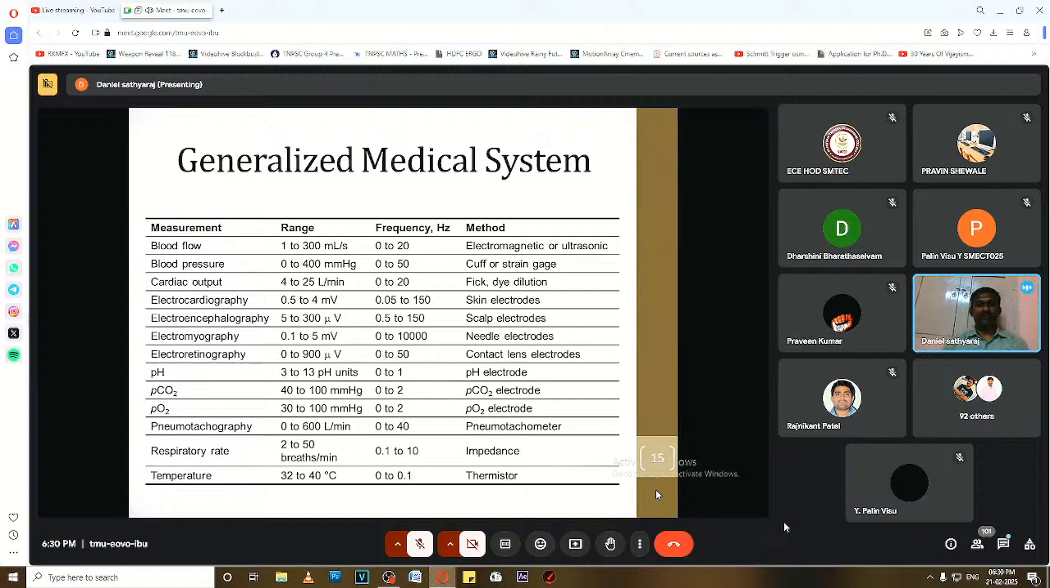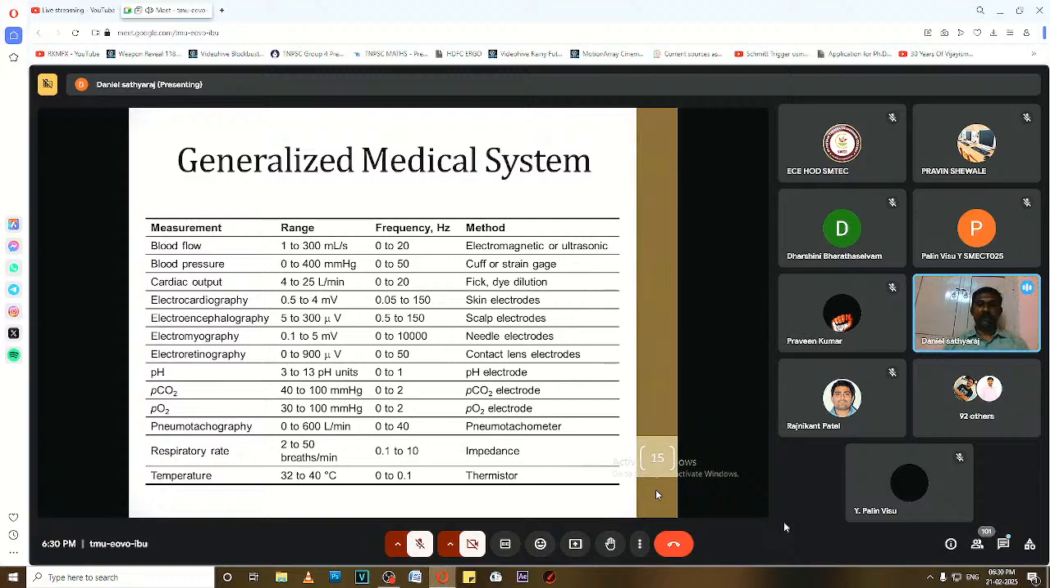For electrocardiography, skin electrodes can be placed. For electroencephalography, the range is 5 to 300 microvolts, the frequency is 0.5 to 150 hertz, and scalp electrodes can be placed. For electromyography, needle electrodes can be utilized. These are examples of the types of electrodes that can be used. For pH, the range is 3 to 13 pH units, the frequency is 0 to 1, and a pH electrode is used. Similarly, PCO2 and PO2 electrodes can be used.